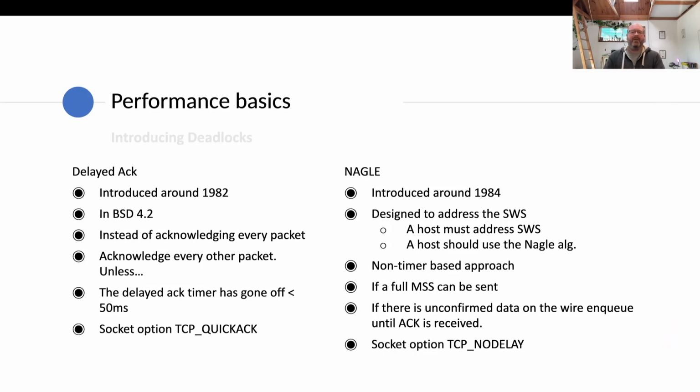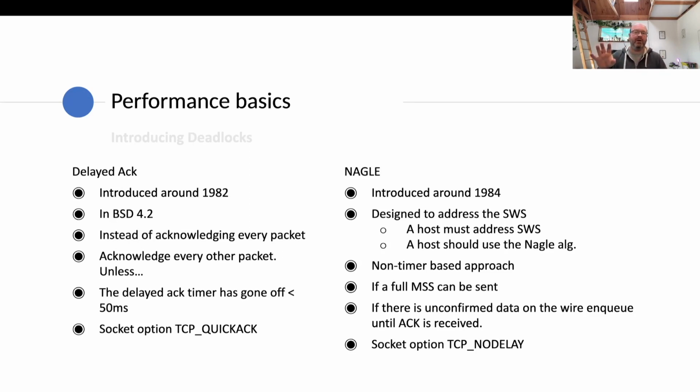So back around that time, before the congestion collapse events, we had two independent research teams looking at how to solve a particular problem, which was the small window syndrome, or the silly window syndrome. You had some researchers looking at it from a delayed ACK perspective. So they introduced this in BSD 4.2. And instead of acknowledging every packet, they acknowledge every other packet, unless the delayed ACK timer has gone off. And we can actually disable that feature. Rather than ACKing every other packet, we can use a socket option called TCP_QUICKACK to reintroduce the previous behavior where it would ACK every packet.